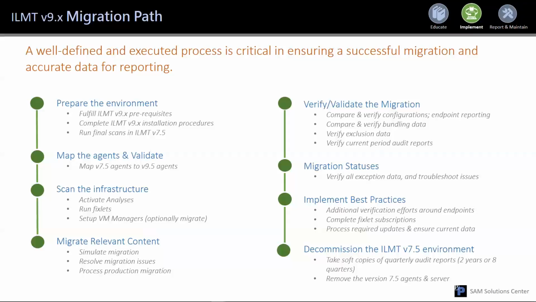The last step here is, once you feel really good about your 9 deployment, to go back and decommission your 7.5 environment. That's really important to do because you still have those agents deployed out there running on those systems. So it's recommended that you save all your soft copies and all your previous reports. Remember, you need to save those for 2 years. And then go out and remove the 7.5 agents from your servers.